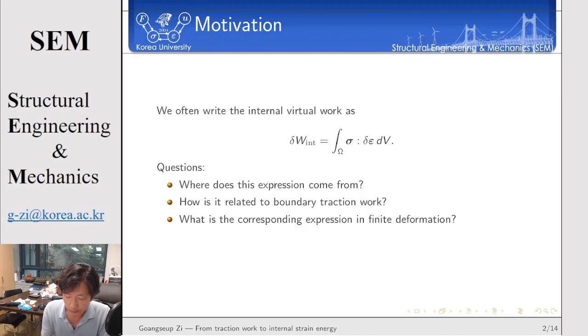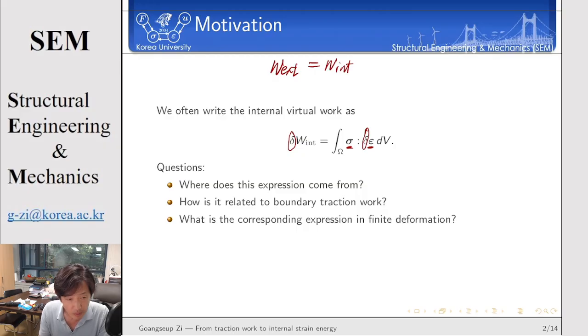So if you consider the work conservation, usually we write the external work is equal to the internal work. That's how we write. And especially the internal work is work done by the stress tensor over the strain tensor. So if you consider variation, we put the variation operator delta in front of the work sign.